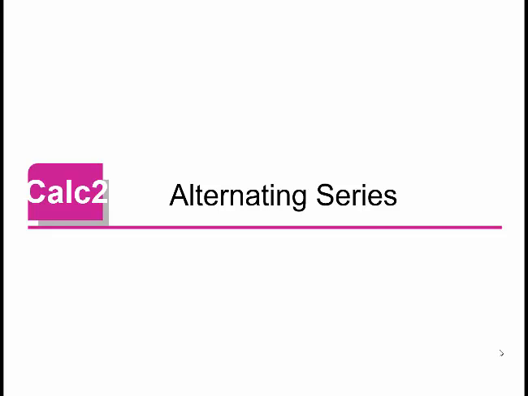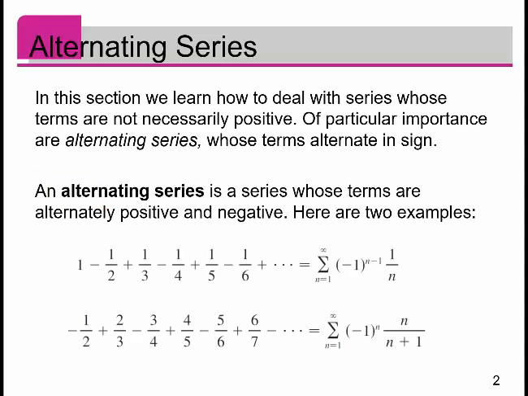Hi class, in this short lecture I want to just talk about alternating series and do one quick example. In this section we learn how to deal with series whose terms are not necessarily positive. Of particular importance are alternating series, whose terms alternate in sign. An alternating series is a series whose terms are alternating positive and negative.